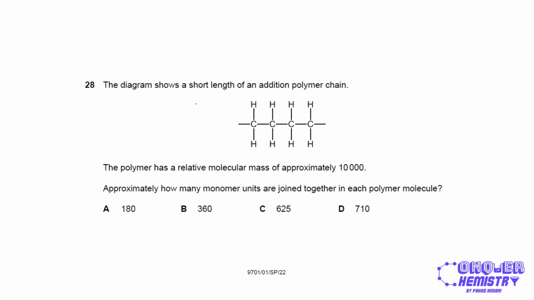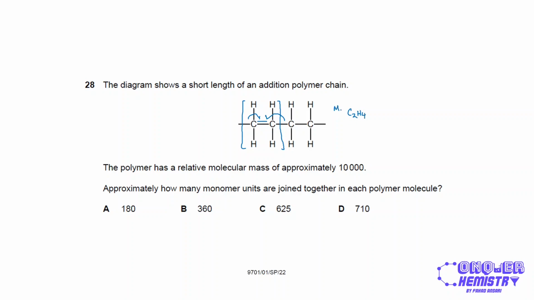So this diagram shows a short length of addition polymer chain. The polymer has a relative molecular mass of approximately 10,000. So how many monomer units have been joined together? So what we do is, in an addition polymer chain, we split the section of the polymer chain shown into pairs of carbon atoms, right? And we know that each pair of carbon atoms once had a double bond between them, right? And so the monomer turns out to be ethene, C2H4.